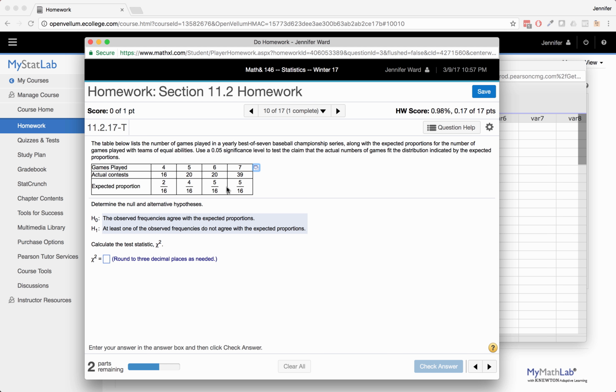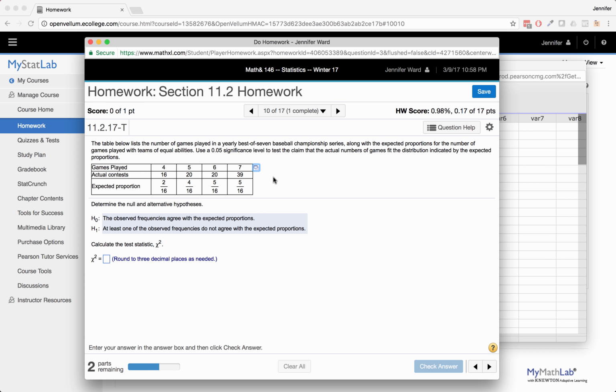Now, when the actual series were played, we had 16 contests that ended up with 4 games played. Then we had 20 contests where there were 5 games played, and then 20 and 39. So our goal is to compare this 16, 20, 20, 39 pattern to see if it reasonably fits or doesn't fit with a 2/16, 4/16, 5/16, 5/16 pattern.